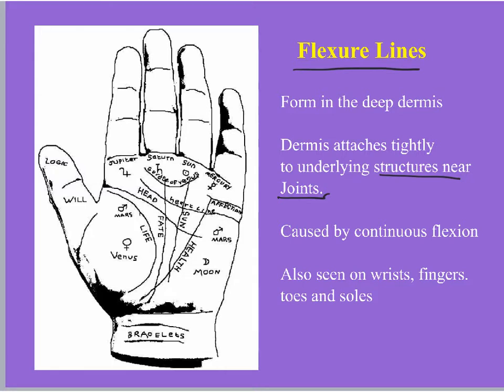And because joints are areas of movement, you have movement of that connective tissue there as well, and that's what gives you those lines. They're caused by flexion. You see them when you flex in those areas. You've got them on the wrists, the fingers, the toes, the soles of your feet. You've got them at the backs of your legs, the antecubital region of the arm, of the elbow, right? So you see them in a variety of places where flexion is occurring.